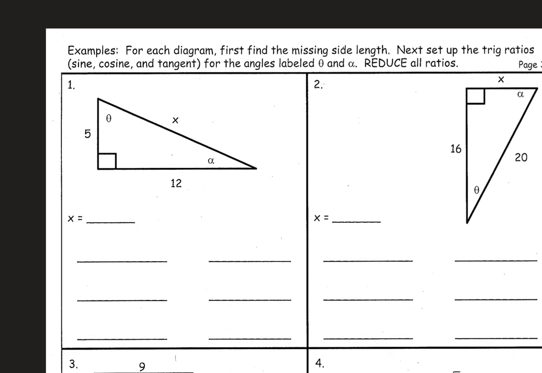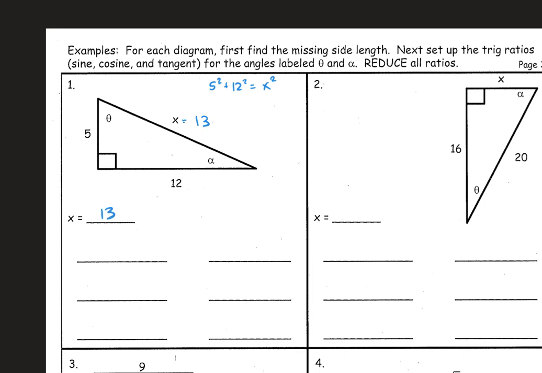So let's do this first one. Now, if you remember last lesson, you will remember that this 5, 12 is a Pythagorean triple, which means that I know that x is 13. Now, if you didn't remember your Pythagorean triples, you can just do Pythagorean theorem. I'll set it up for you, but I'm not going to do it. And you can solve for what x is. I remember my Pythagorean triples, so x is 13.